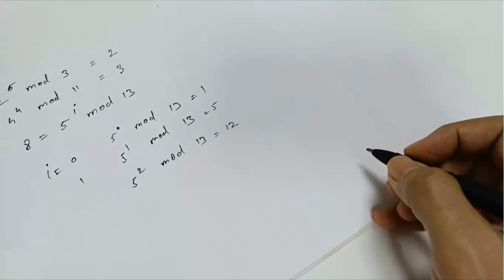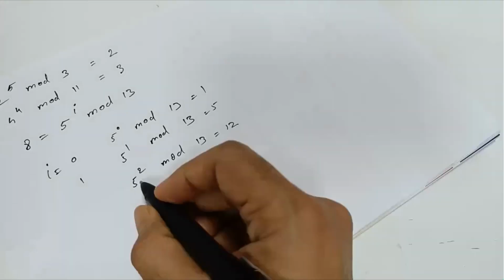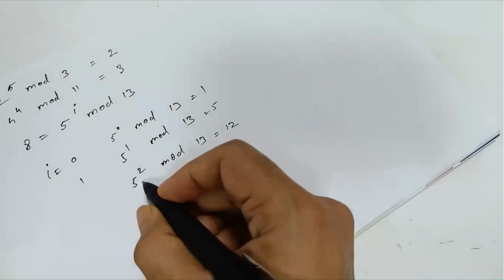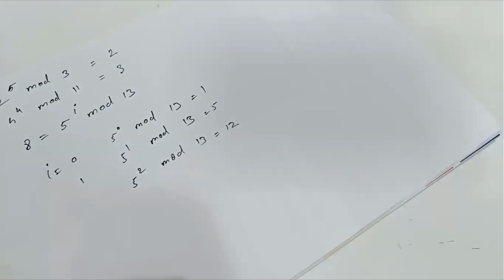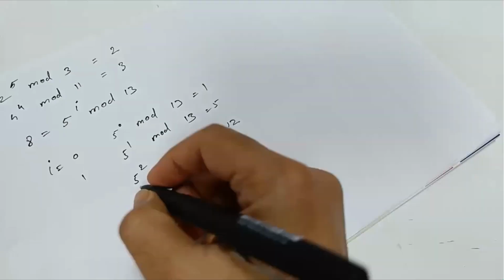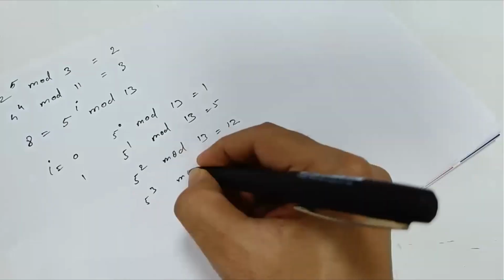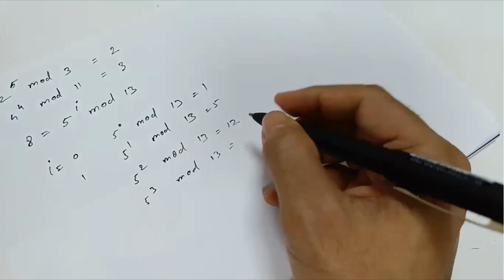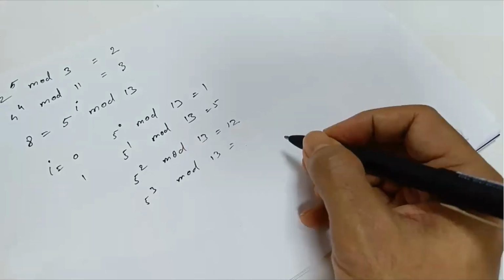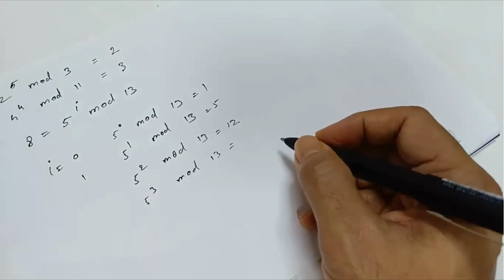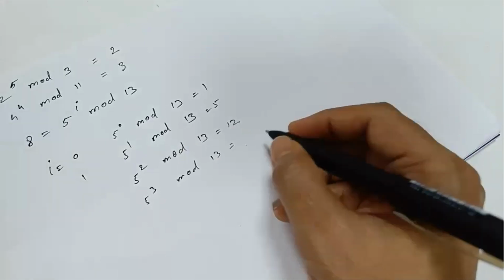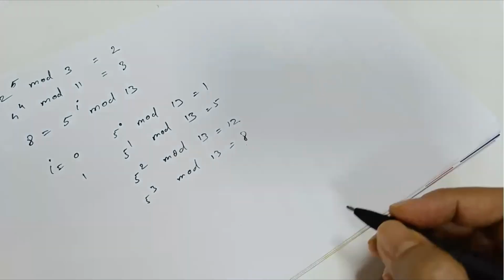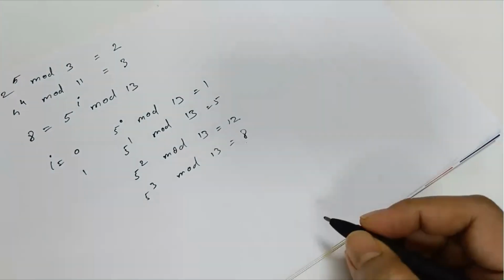Sorry, sir, my calculation mistake. No problem. So what I mean to say is, here we have to keep continuing till we get the mod value as 8. So this is a trial and error. What is this one? 125 mod 13 is 8. This is giving the mod value as 8, isn't it?